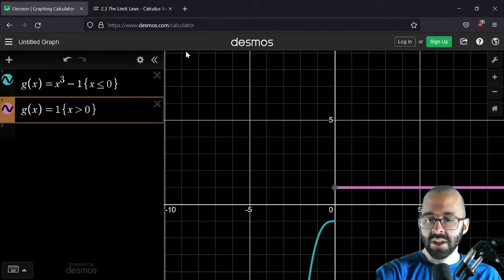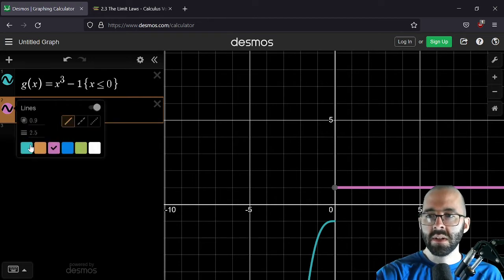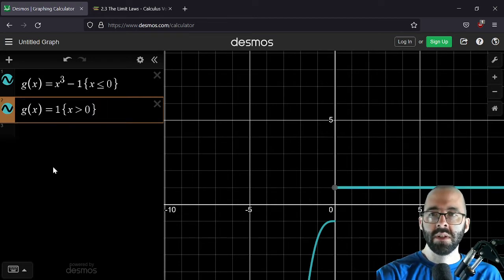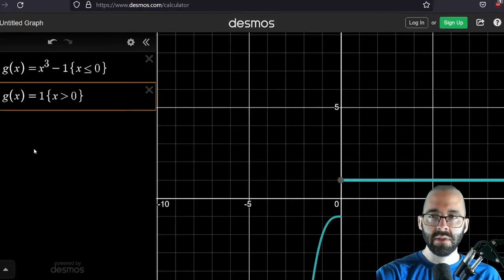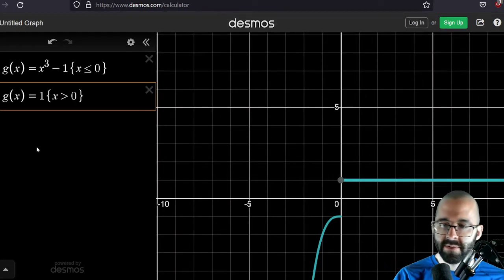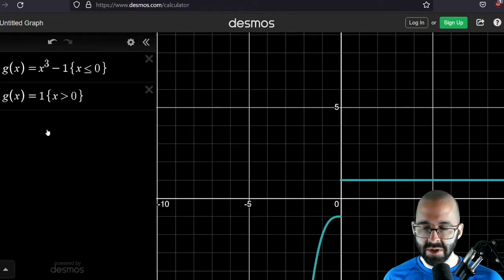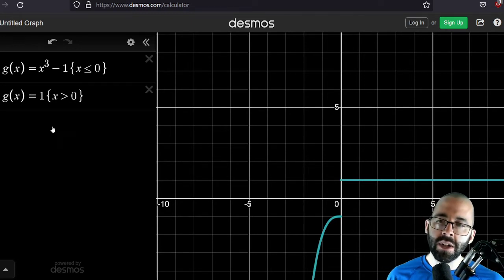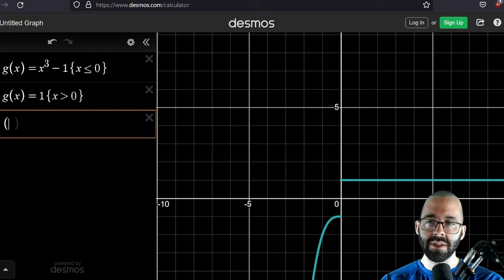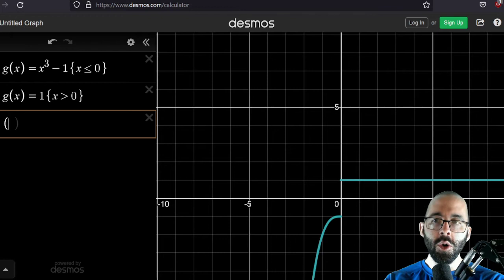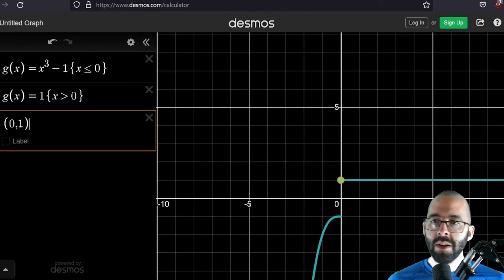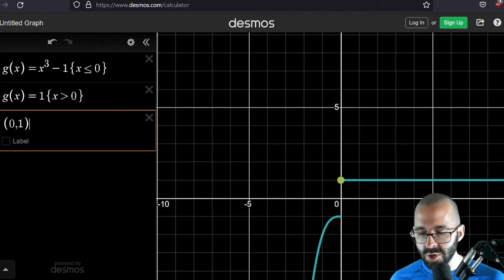I'm actually going to change the color. Hold down the mouse, click on blue to show that it really is the same function. It just behaves differently on one side as opposed to the other. And if we really want to get technical, we should add open circles and closed circles. You don't need to do this next part, but there's an open circle at positive 1. This point up here is not included. This is only if x is strictly bigger than 0.